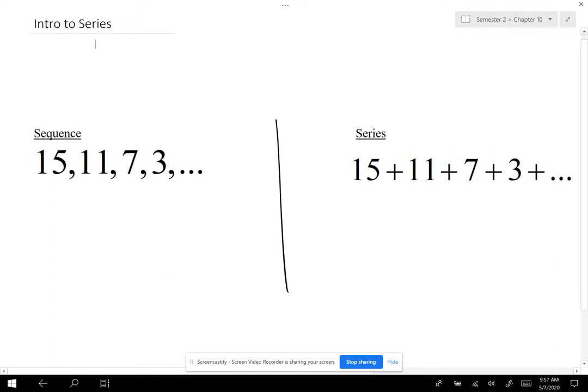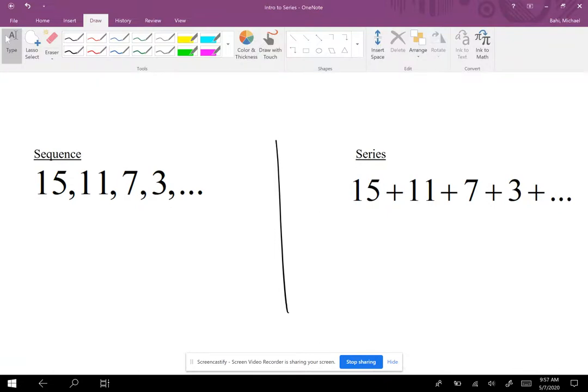So, we've been doing sequences and using calculators to create equations for sequences and determining whatever the nth term of a general term would be.